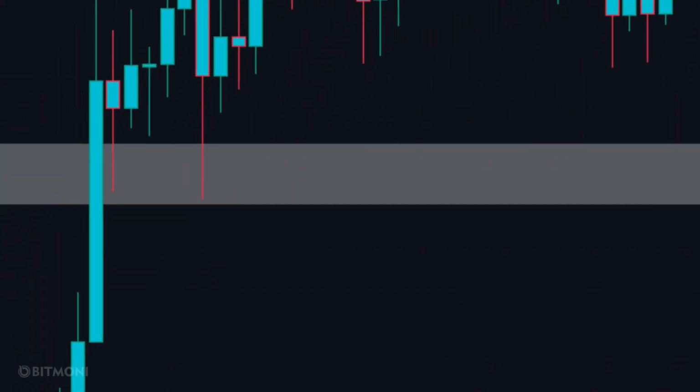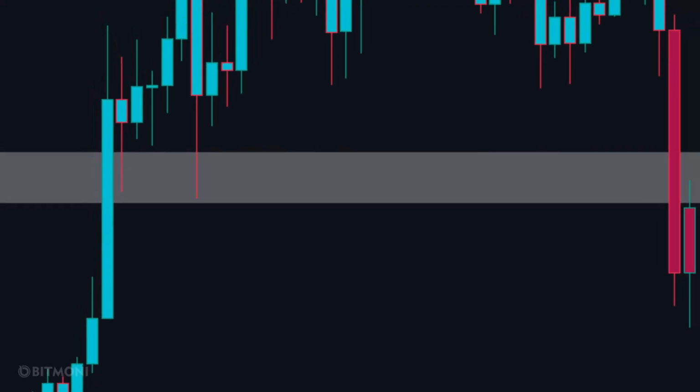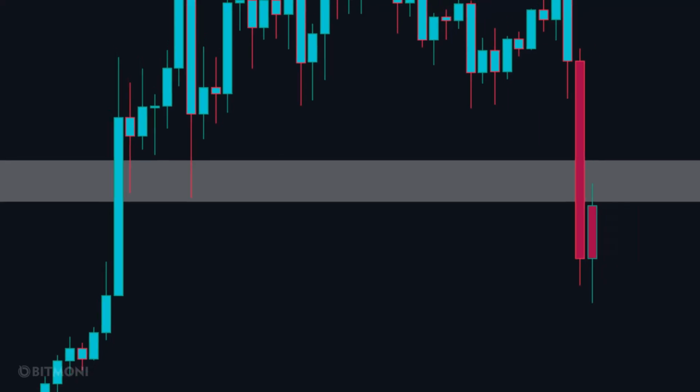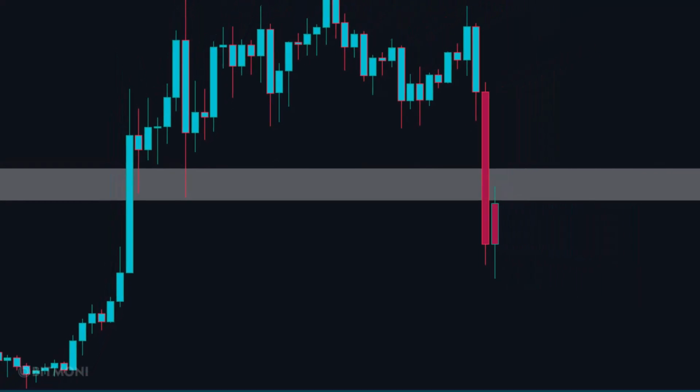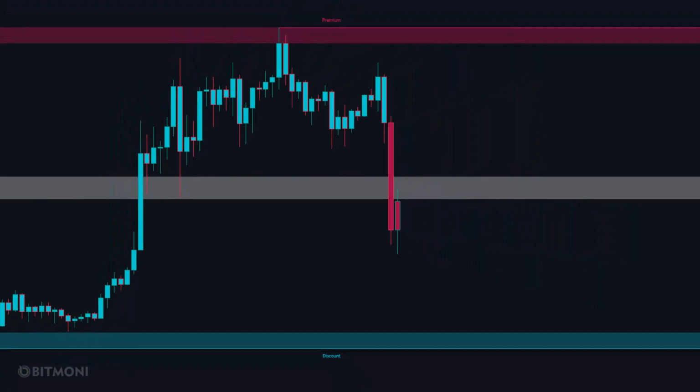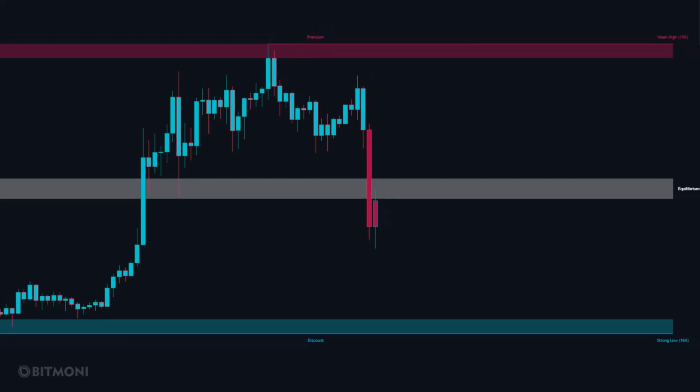While the white zone signifies the equilibrium, where price is considered fair or balanced between buyers and sellers. By clearly highlighting these zones on the chart, the indicator allows traders to make more informed decisions based on price positioning within the market structure. Now that we've covered the key features of the indicator, let me walk you through a simple and effective trading strategy you can apply using this tool.